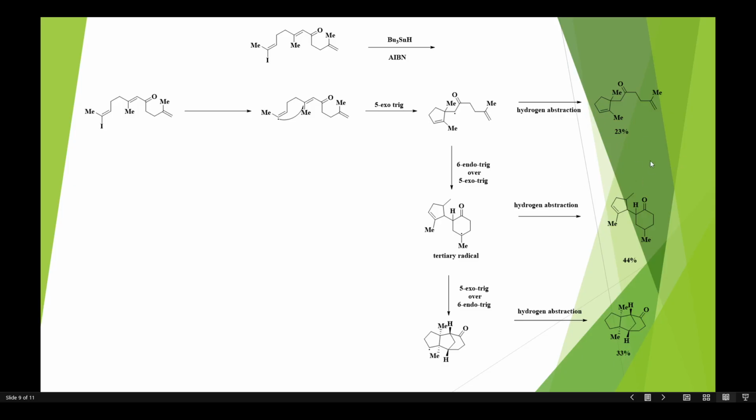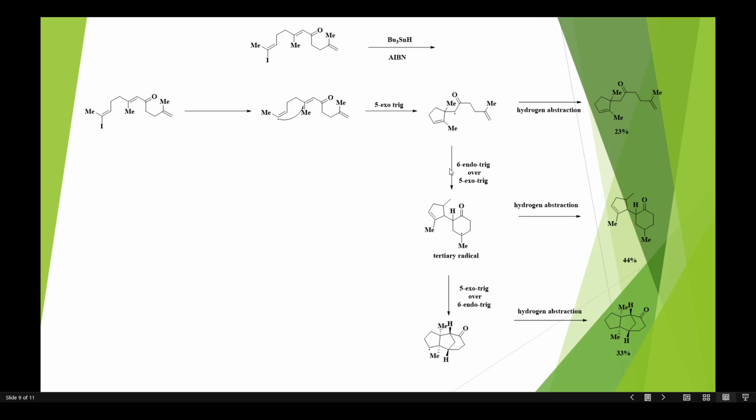Whatever you will get, three different kinds of product. The first one is that after the first attack, you will get a hydrogen abstraction, and you will get the corresponding alpha acyl radical, and that radical will abstract a proton, and you will get the corresponding cyclopentane ring with substitution as 23%.